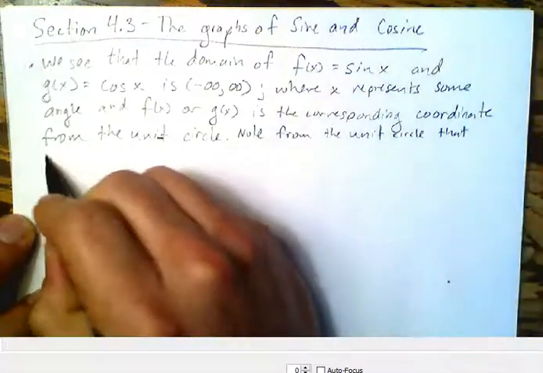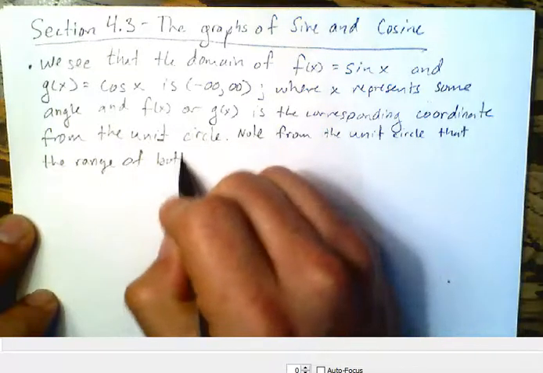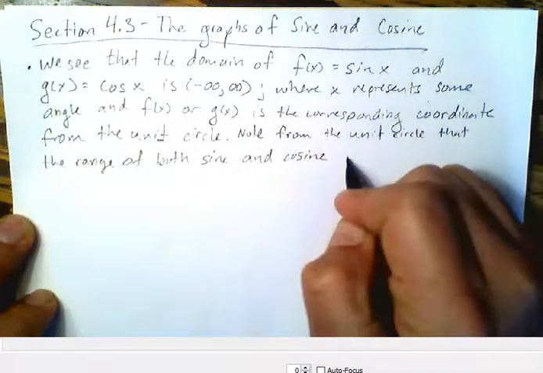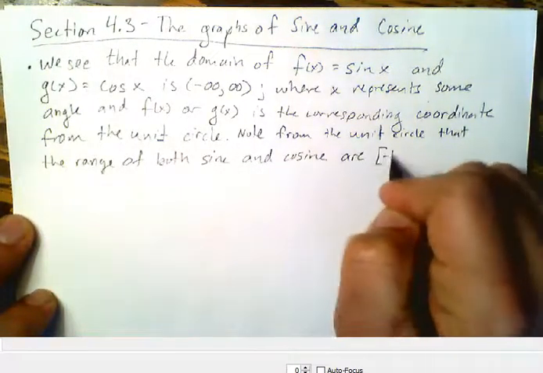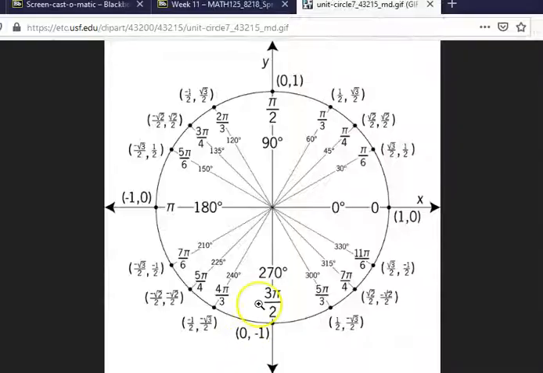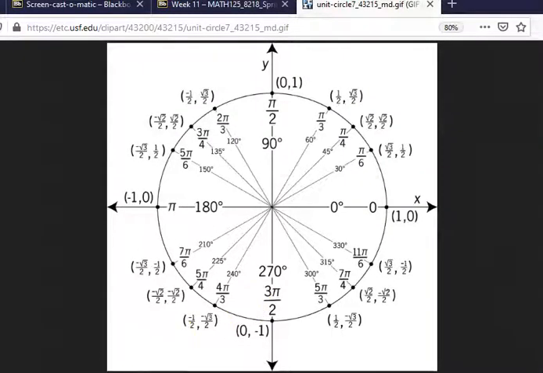We also note from the unit circle that the range of both sine and cosine is -1 to 1. So let's take a look at that. If you look back at your unit circle, we can see that if we just consider the cosine function, cosine, remember, is the x-coordinate of each of these points.